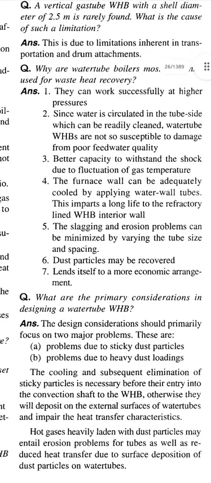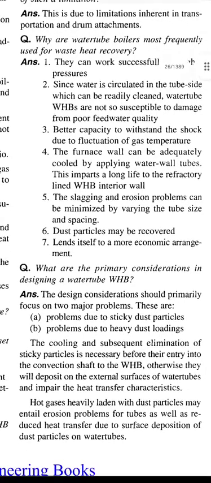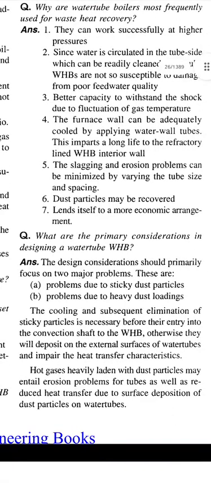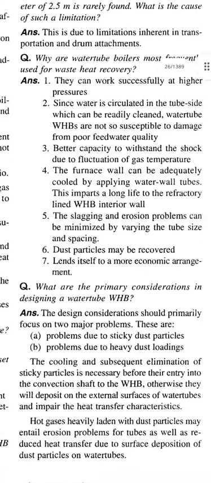Fourth one, the furnace wall can be adequately cooled by applying water wall tubes. This imparts a long life to the refractory lined waste heat boiler interior wall. Fifth one, the slagging and erosion problems can be minimized by varying the tube size and spacing. Where dust particles are present, it lends itself to a more economic arrangement.